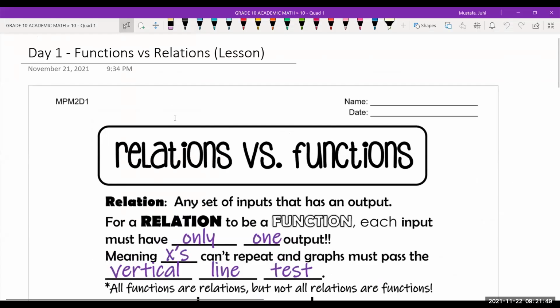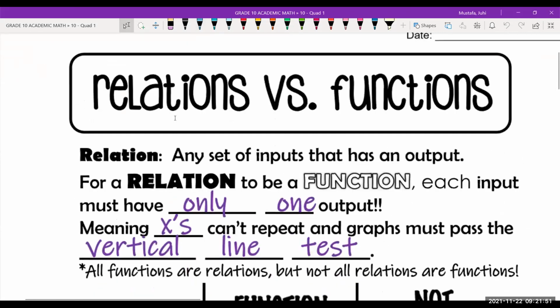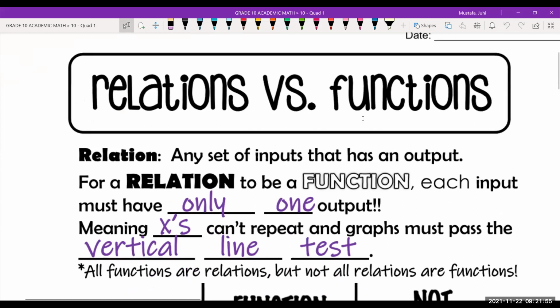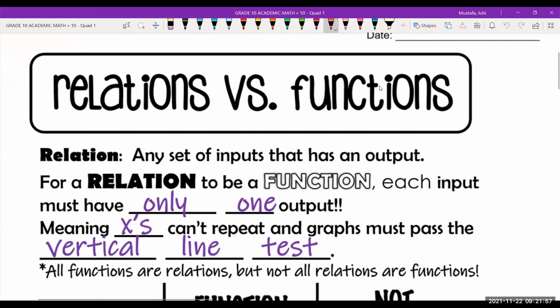So when we're talking about input and output, we're really just talking about your x values and your y values. So when we're talking about relations, it's basically anytime you have a relationship between an x value and a y value. So if I were to give you a point like (2, 1) and then (3, 4), you can see every one of the x values is paired up with the y value. That is called a relation. Okay, they have a relationship, the x and y values.